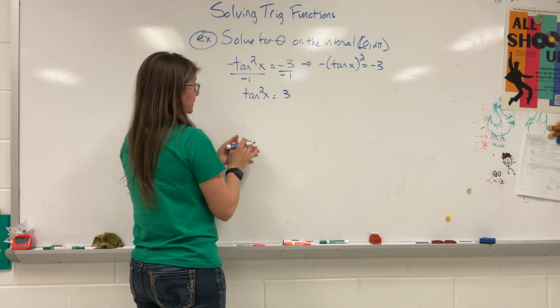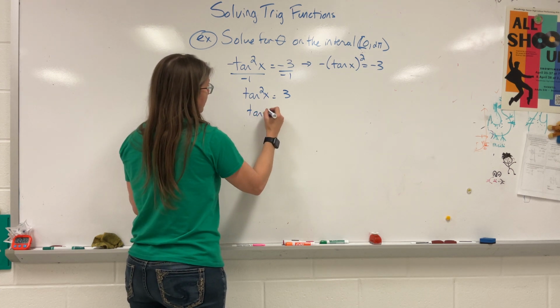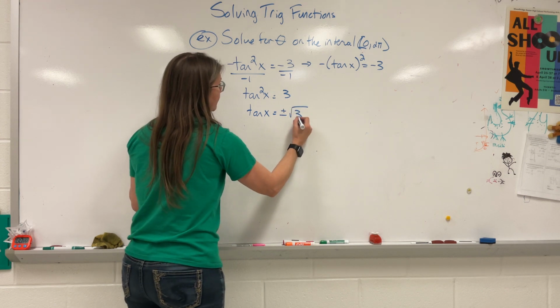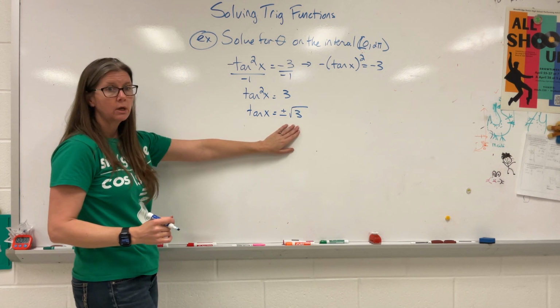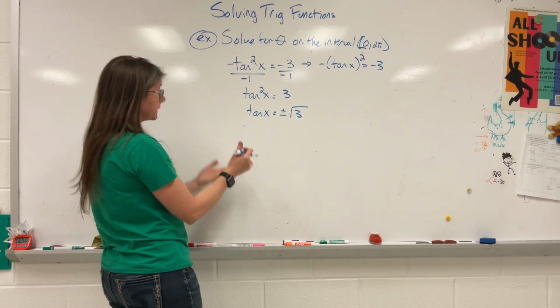I answer the question: if something squared is 3, then that something, and this is where you have to be careful, could be positive or negative radical 3. So we do have our two solutions here.